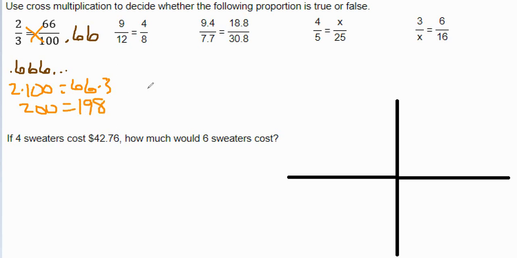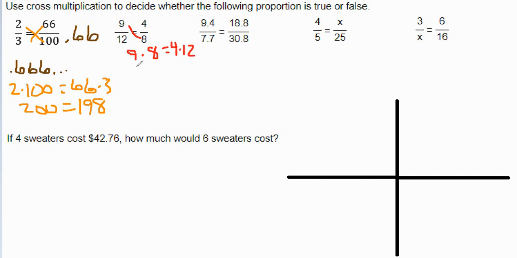Proportional just means a simplified fraction. So 50 over 100 is the same thing as 1/2. They're both 0.5. Next one, 9/12, does that equal 4 over 8? Well, we're going to do 9 times 8. Does that equal 4 times 12?